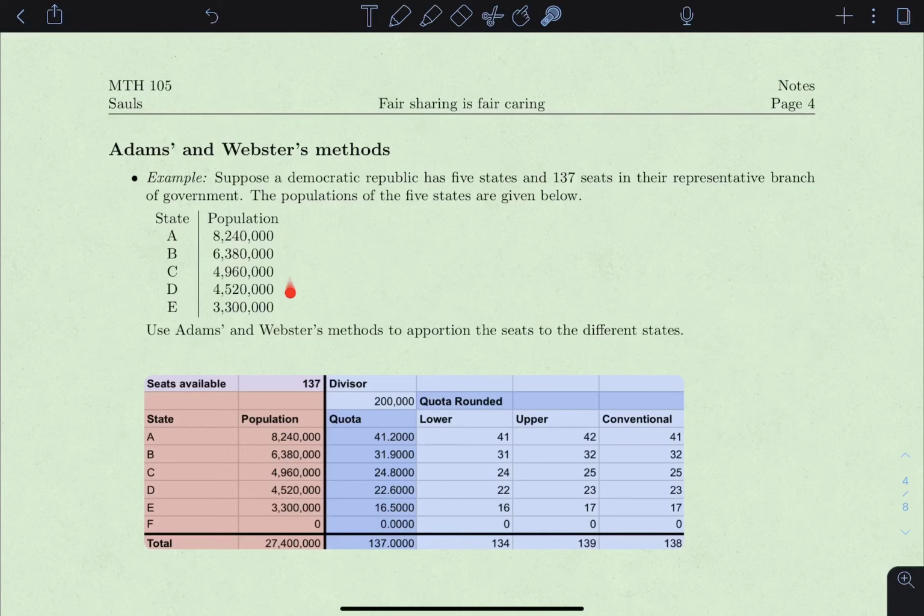Here are their populations. So, you can go roundabout estimate and say to yourself, state B should not get more than twice as many seats as state E because they don't quite have twice as many people. We have 137 seats to distribute. We can't break those seats into fractional parts, so what's our technique going to be to get the most fair apportionment?